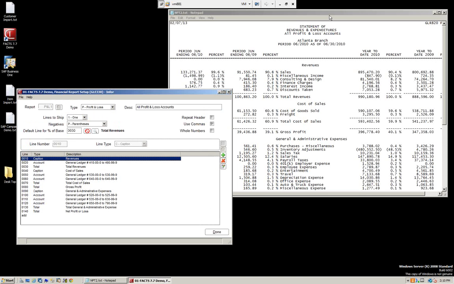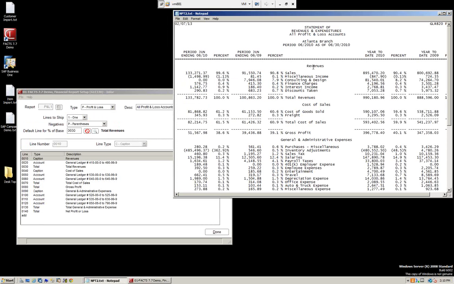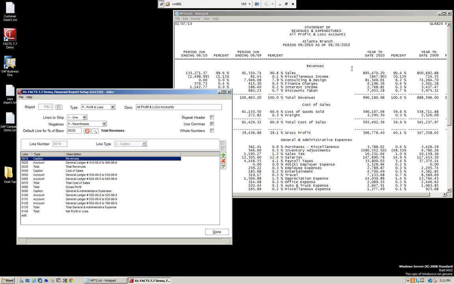So you can see here that we have revenues. And these revenues come from these accounts. So we have a sales account, a miscellaneous income, a consulting income, finance charges, and so on. Then I have, and if you see here, we have a caption. So we have the revenue caption here.